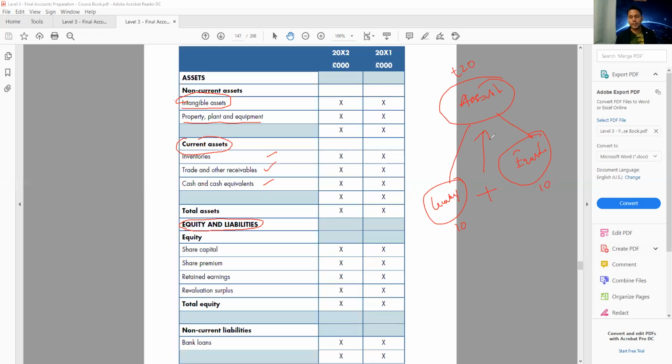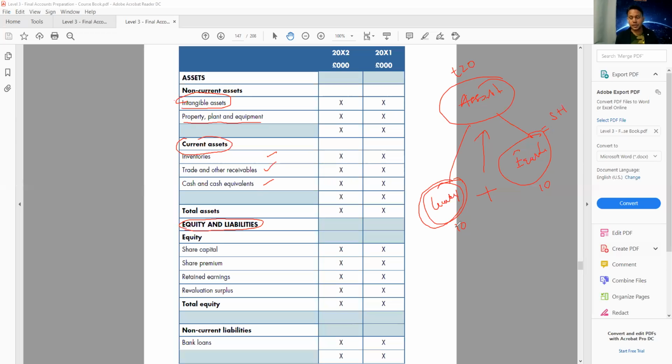Equity means money actually invested by the shareholder. This money all belongs to the shareholder, so this money is not from a loan or debt. And liability is basically from a third party. It could be from the bank, from friends and family, from anyone, from a third party.